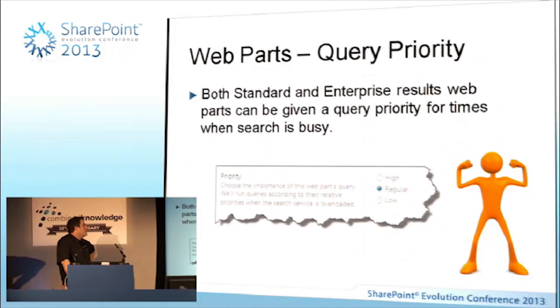And finally, both of the results web parts can be used with query priorities. So obviously, if this is on your front page and it's really key that this information's there, then when your search system is being heavily loaded, you can make this a high priority. Again, the background behind this was covered more in Matthew McDermott's session yesterday, so definitely worth picking that up on the video.